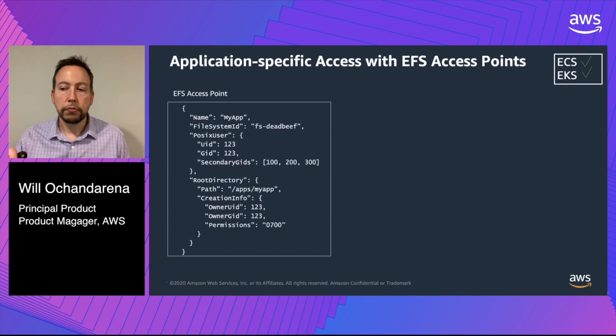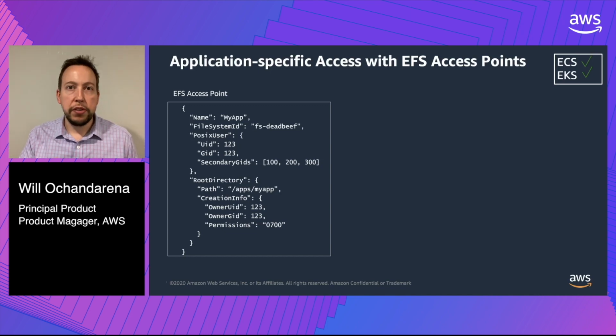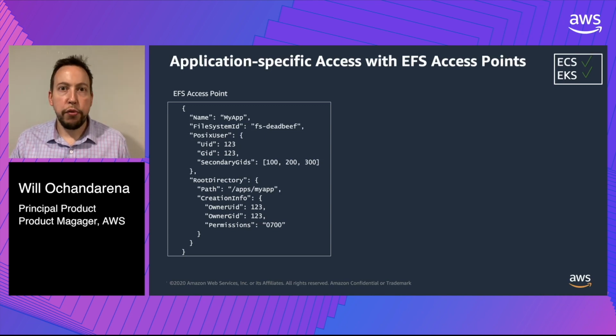configure in there. So here we have an access point. That access point is associated with a particular file system ID, and there is a POSIX user that you configure. So the POSIX user is the user ID and the group ID and any other secondary group IDs that become associated with any application that uses that file system. So this is, think of it as an override for these fields for anyone that comes through this door.